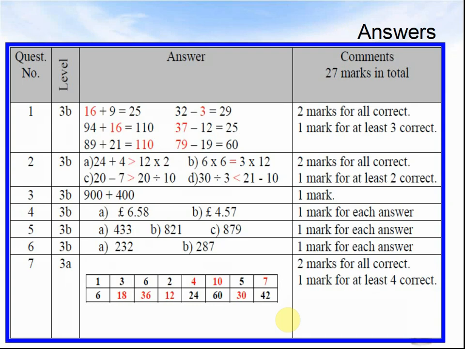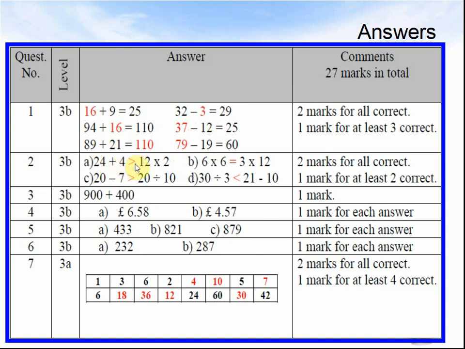Here are the answers. Question 1. 16 plus 9 equals 25. 94 plus 16 equals 110. 89 plus 21 equals 110. 32 take away 3 equals 29. 37 take away 12 equals 25. 79 minus 19 equals 60. Question 2.